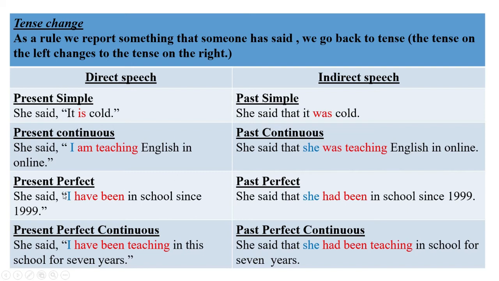And present perfect: she said I have been in school since 1999. Past perfect: she said that she had been in school since 1999. Present perfect continuous: she said I have been teaching in this school for 7 years. Past perfect continuous: she said that she had been teaching in school for 7 years.